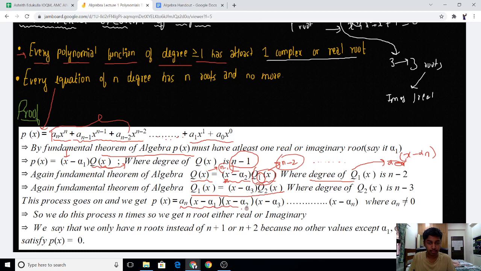Some people might be wondering, why do we have an? Because when you multiply all the x here, you get x power n, but you don't have an, so this is a leading term of x power n that we missed during factorization, and that is an. An can be 1, an can be 2, an can be anything, it can be imaginary or anything, doesn't matter.